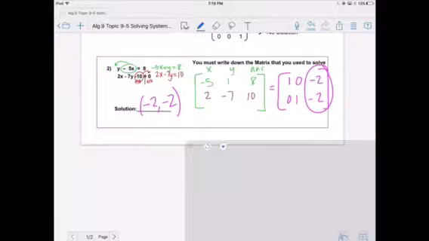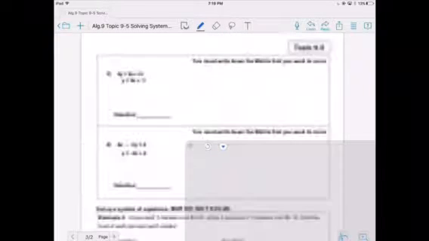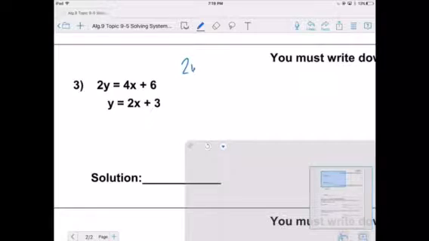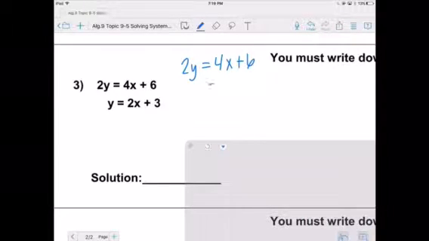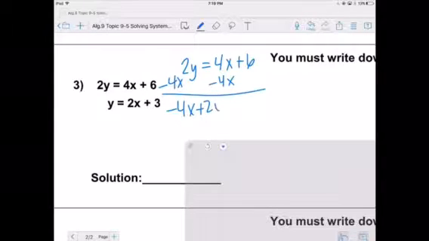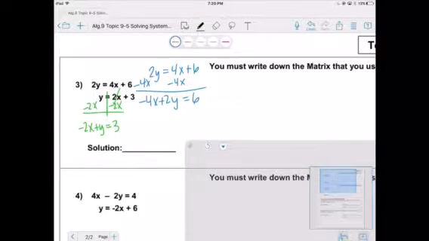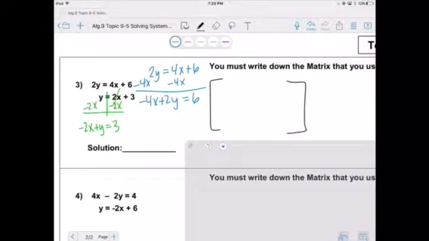So again, the idea today is that before you can plug into the matrix, you have to put x's and y's together in a line. For problem 3, I'm going to move the 4x to the other side, and remember I want my x in front. So -4x + 2 = 6. Bottom equation, similar thing, I need to move the 2x to the other side, so -2x + y = 3. Now that I have them in standard form, I can plug in my x's, my y's, and my answers.